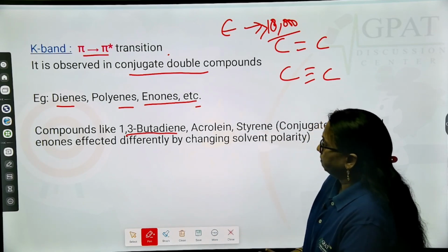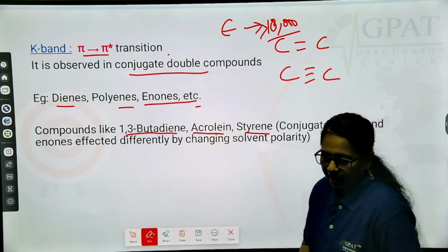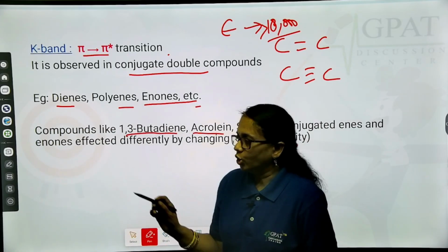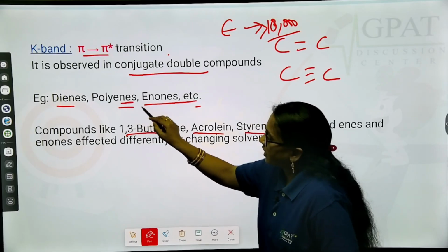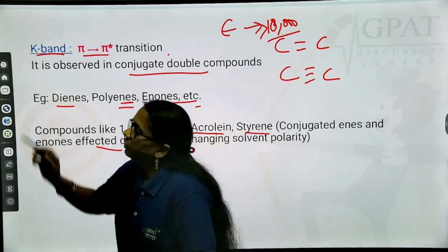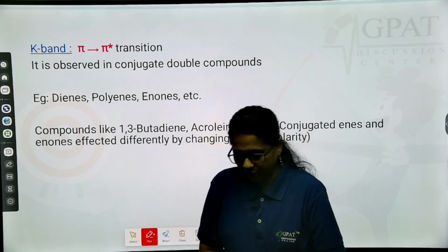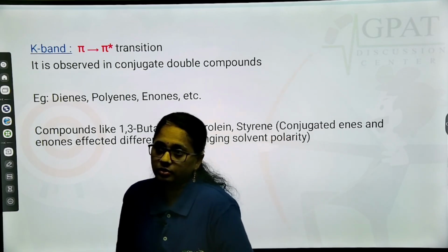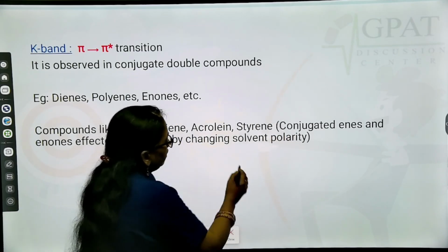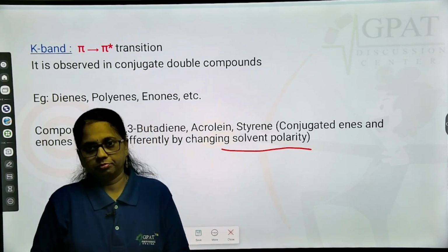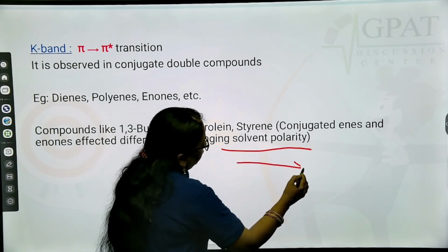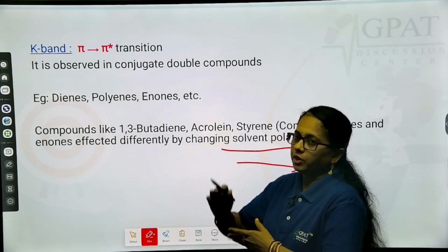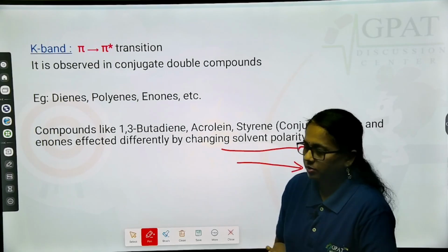Okay, and other examples like acrolein, styrene, that means the conjugated compounds, enes and enones. Okay, so all the polyenes, enes and enones are going to have these K type of absorption bands, but whenever these K bands are observed, they sometimes act differently with solvent polarity. Okay, so by increasing the solvent polarity, you are going to observe variation in the intensity of this K type of absorption band. It is sometimes observed.